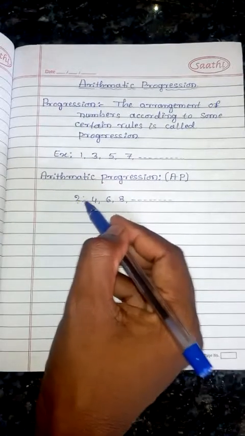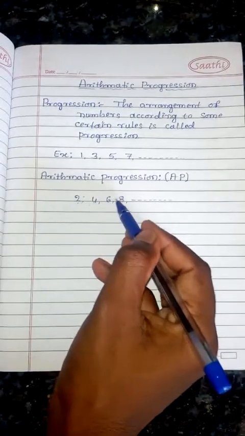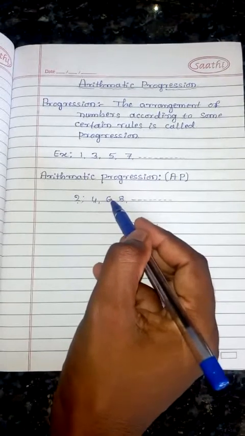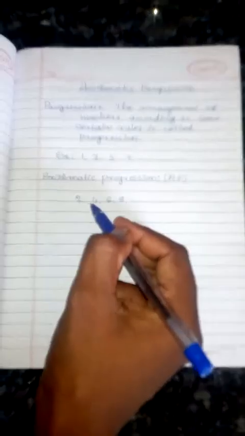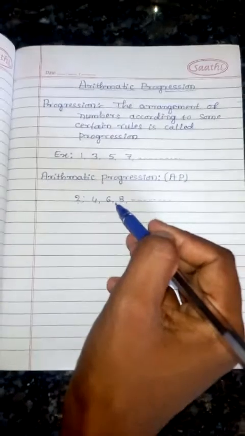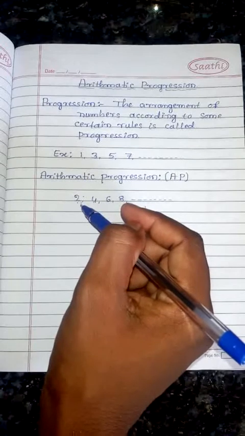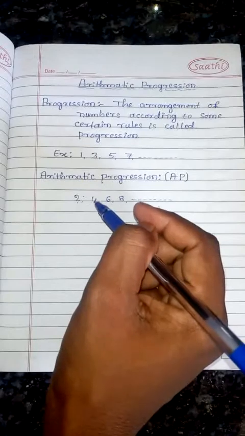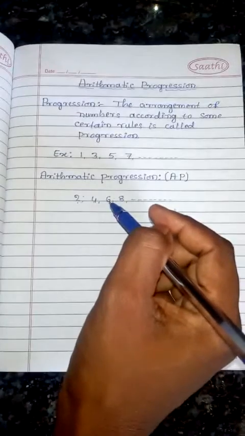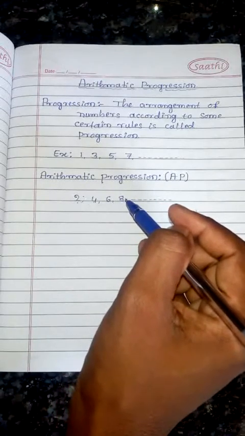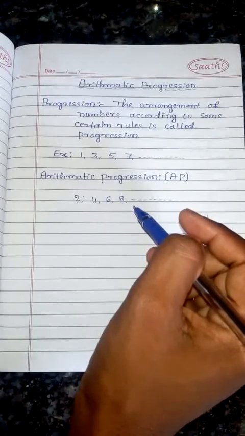In this progression 2, 4, 6, 8, these numbers are called the terms of the arithmetic progression. Here 2 is the first term, 4 is the second term, 6 is the third term, and 8 is the fourth term of the arithmetic progression.